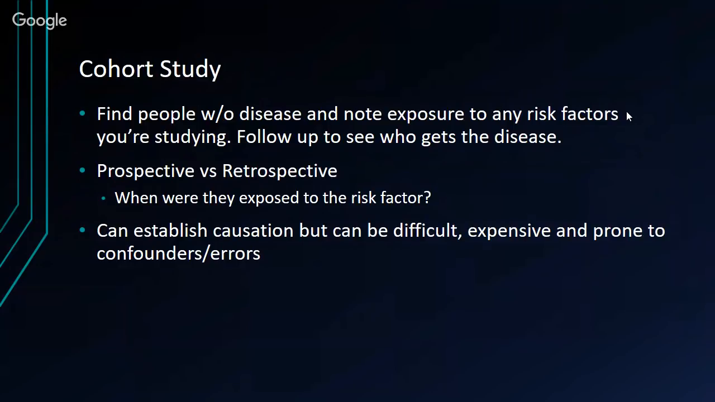Retrospective is when you use information from past records like medical records, hospital certificates, whatever, to determine whether they have been previously exposed, but then you still follow them forward and see if they develop the disease. Both of those involve people who currently don't have the disease. The only difference is when the risk occurred. So these can establish causation, but they are difficult and expensive.